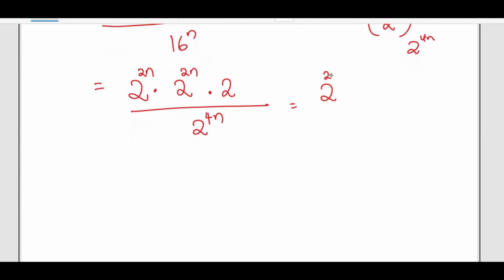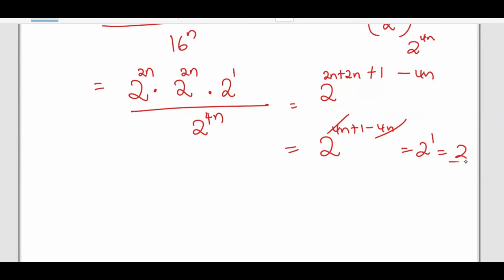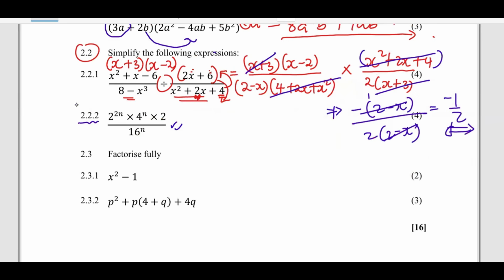So it's going to be 2n plus 2n plus, there's a ghost 1 then. And then we are subtracting this bottom part, which is 4n. So 2n and 2n is going to be 4n plus 1 minus 4n. The 4n and the 4n will cancel. We are just left with the 1. So 2 to the 1 is the same as a 2. All right. So that is 2.2.2.